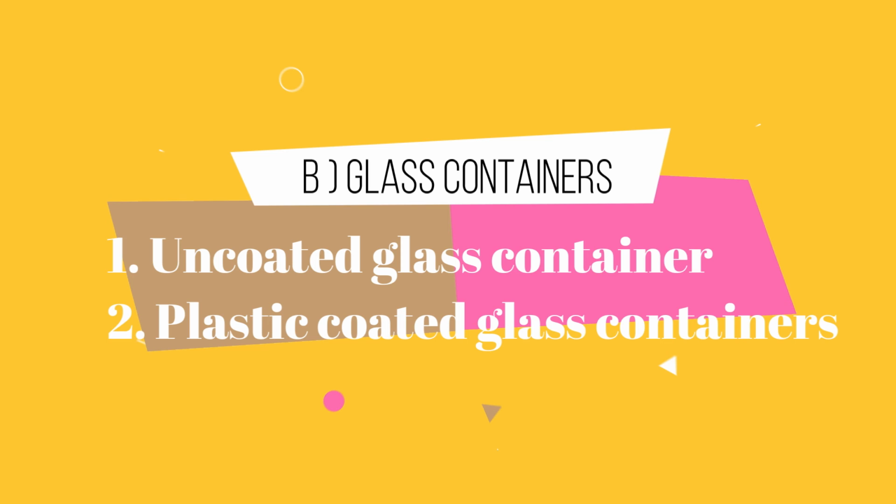First one is uncoated glass containers. These are low cost and high clarity, and contents can be viewed at all times. Second type of glass containers are plastic coated glass containers. These are protected by plastic coating that prevents the glass from shattering in the event of breakage.